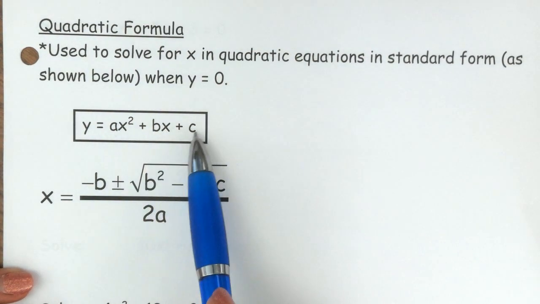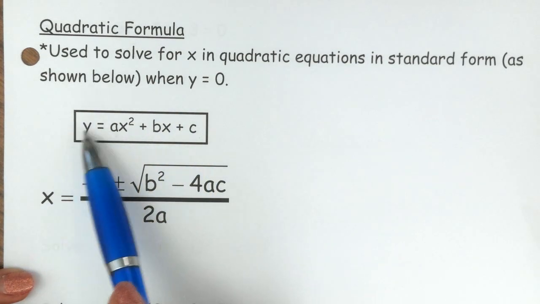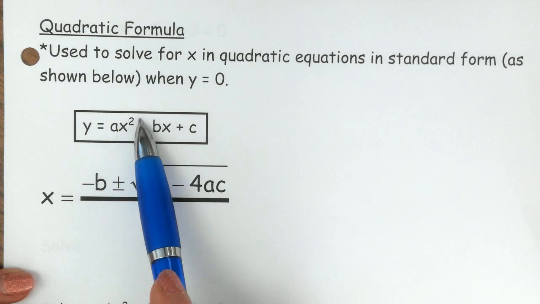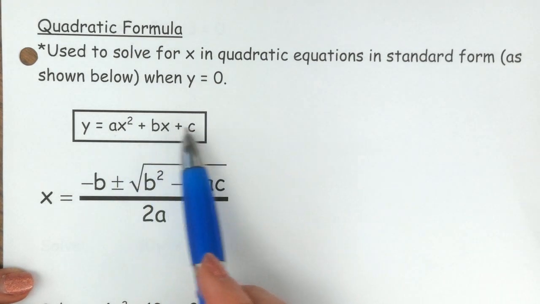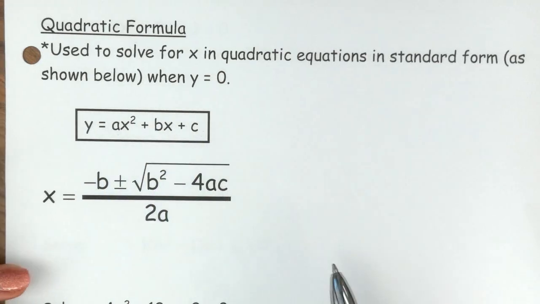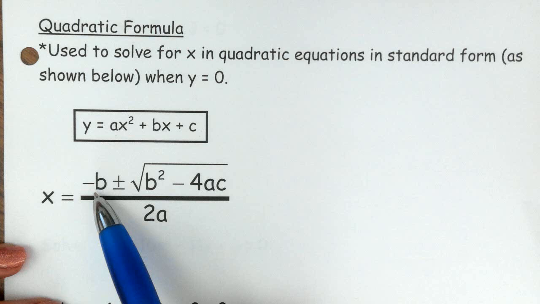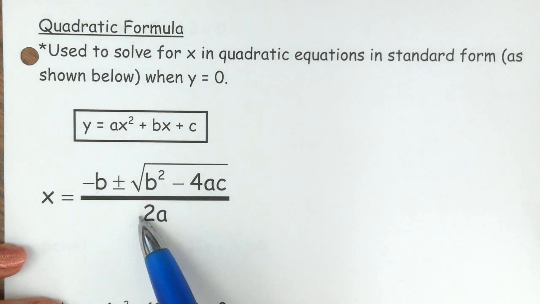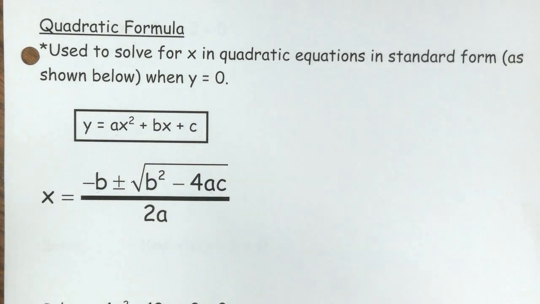So this is standard form, when y equals 0, so it's 0 equals, and then there's an x squared, an x, and a number. And a, b, and c are your numbers in front of all of those x's. Then you put the a, b, and c into your equation. It's called the quadratic formula. And then we can solve.